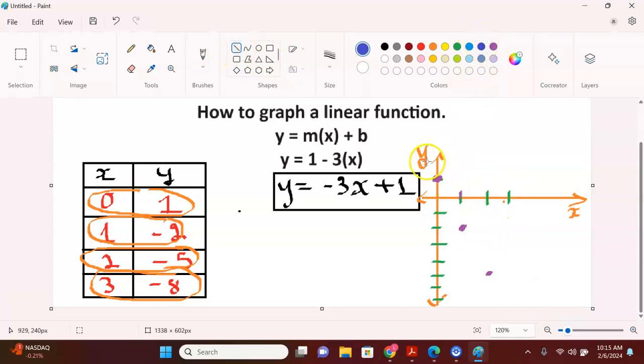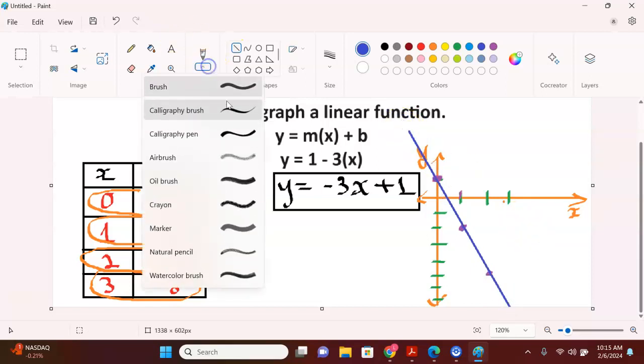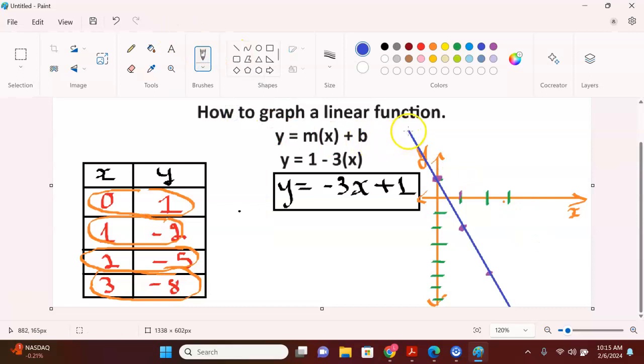That should be more than enough for me to go ahead and connect these 3 points to form my line. Okay, don't forget again to put the arrows on each end of the line right there, and make sure you label this line y equals 1 minus 3x, or negative 3x plus 1.